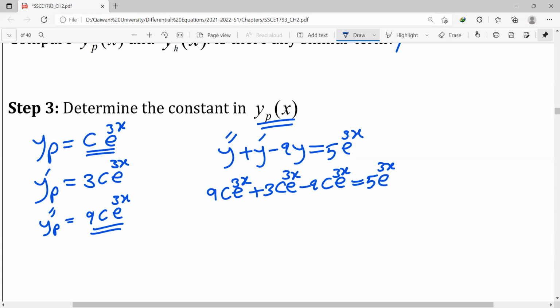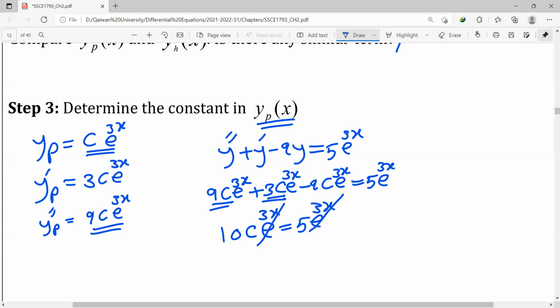Now we can find the value of c. In the left-hand side, all terms include e to the power 3x. So you can just add their coefficients. Okay? We say 9c plus 3c is 12c. Minus 2c, sorry. Minus 2c is 10c, is it? 10c e to the power 3x equals 5 e to the power 3x.